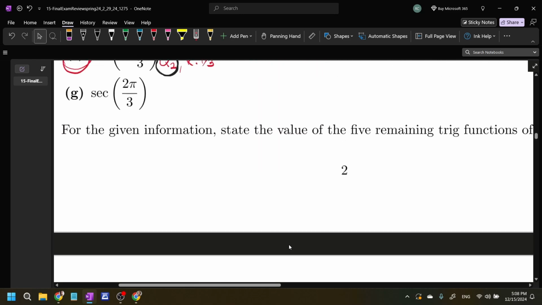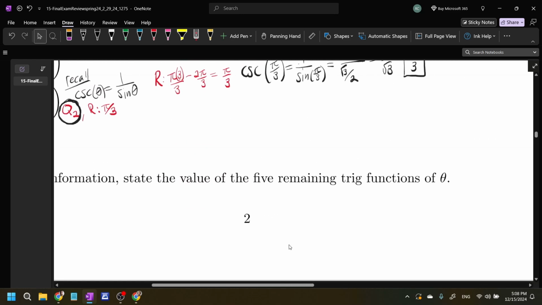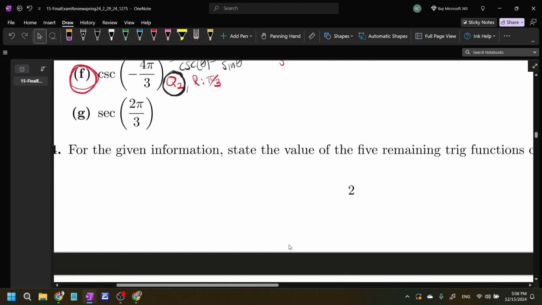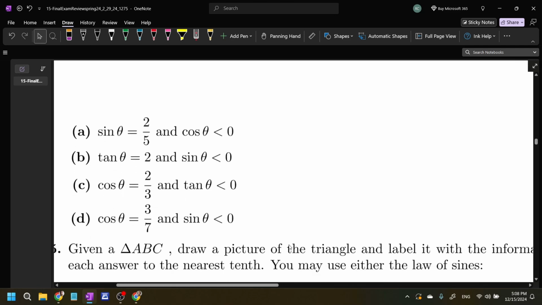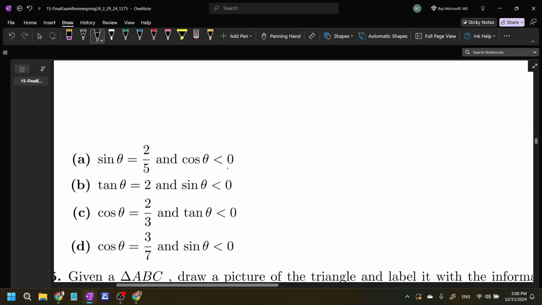Keep on going. It says, for the given information, state the value of the five remaining trig functions of theta. I don't know. Eeny, meeny, miny, moe. Let's do cosine. Let's solve this one. Okay, so cosine of theta equals 2/3. And they say tangent is less than 0.